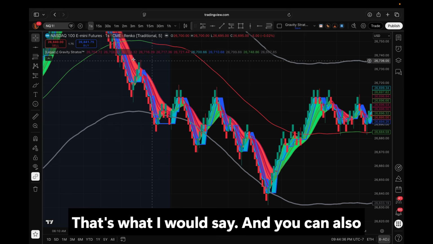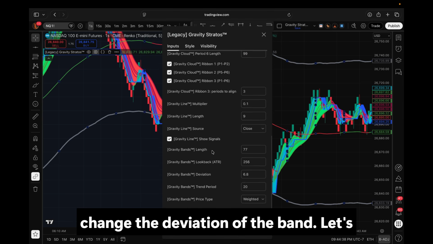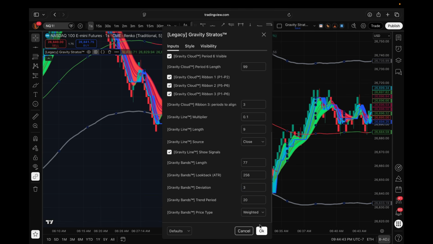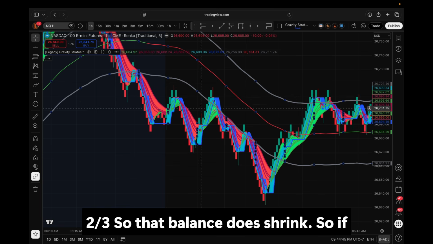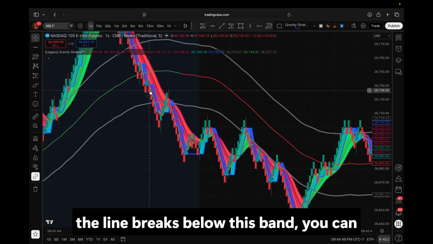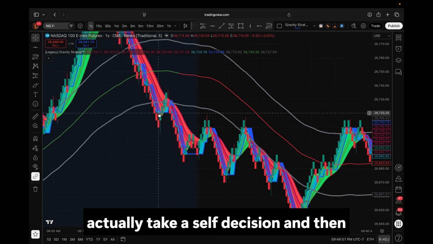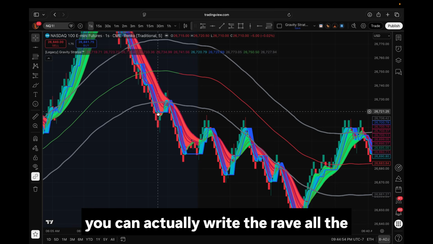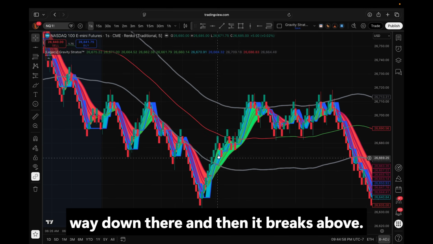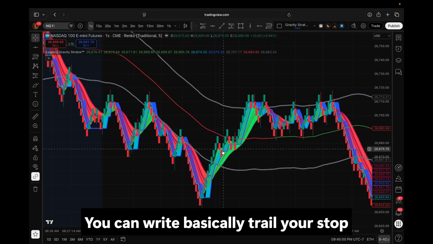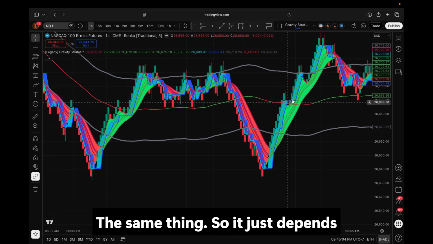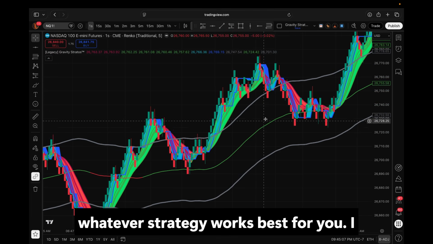And you can also change the deviation of the band. Let's say you want to do, let's say 3. You can obviously do 3. So the band does shrink. So if the line breaks below this band, you can take a sell position, and then you can ride it all the way down there. And then if it breaks above, you can trail your stop loss all the way to this top band. And same thing. So it just depends whatever strategy works best for you.